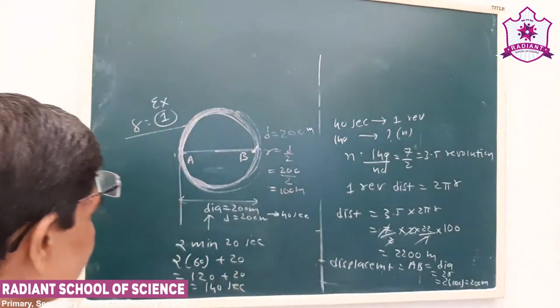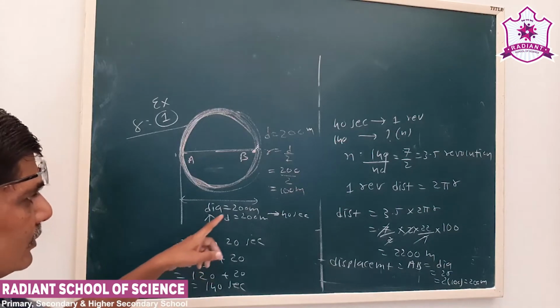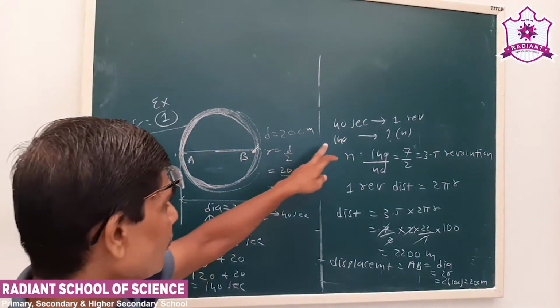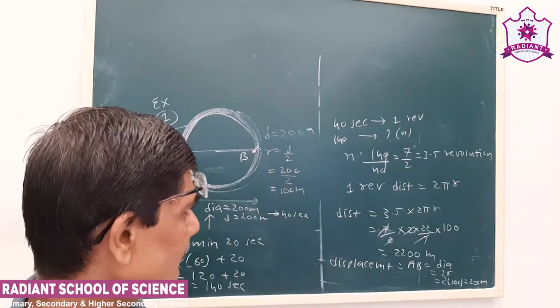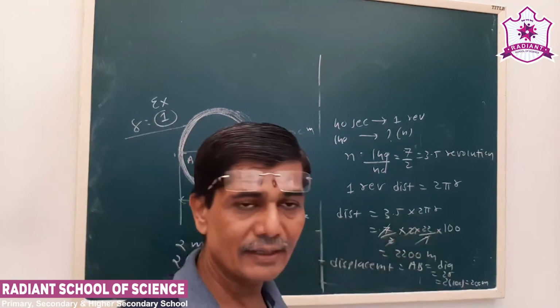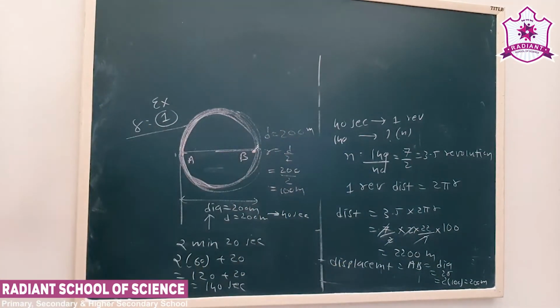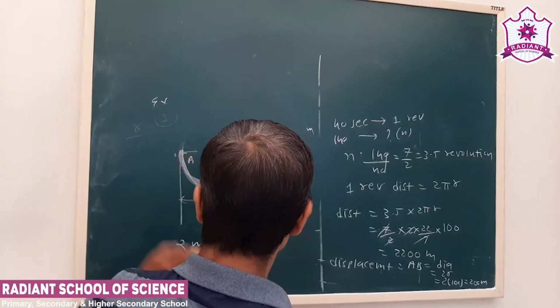Here the diameter is given, so we can calculate the radius. In 40 seconds it completes one revolution, so in 140 seconds, that is 2 minutes 20 seconds, it completes 3.5 revolutions. The distance covered will be 3.5 into 2 pi r, which we have calculated. Displacement is the shortest distance, as I told, nothing to do with the path followed. This is about example number 8.1.